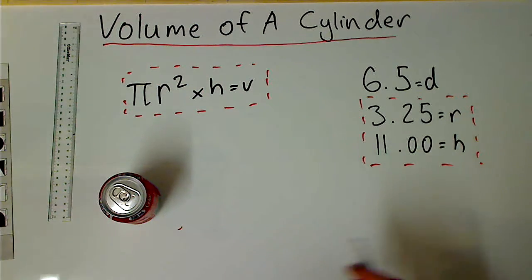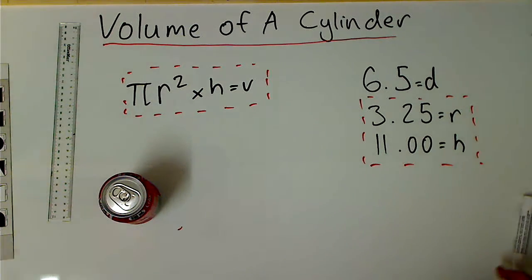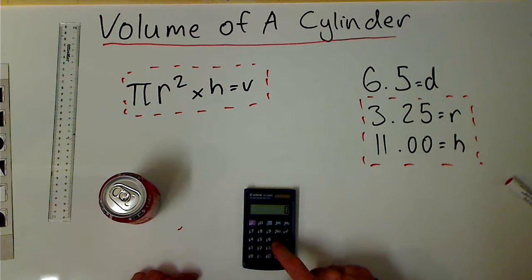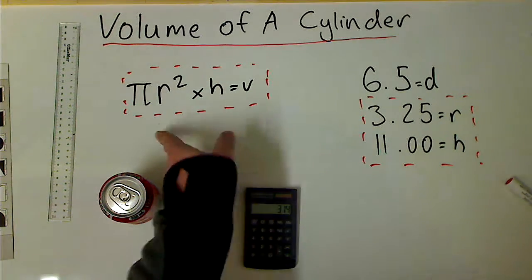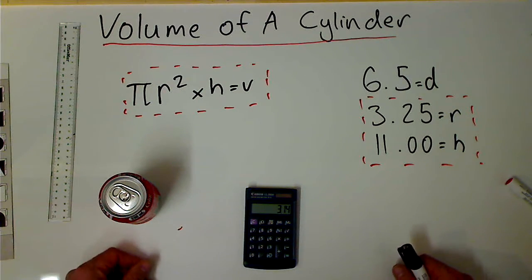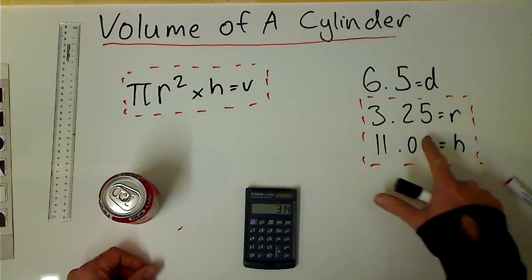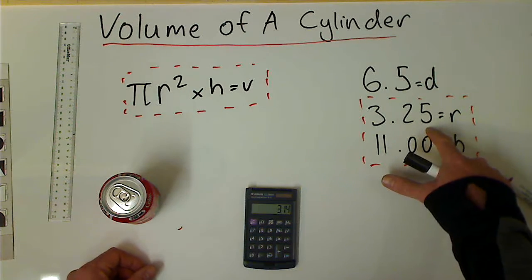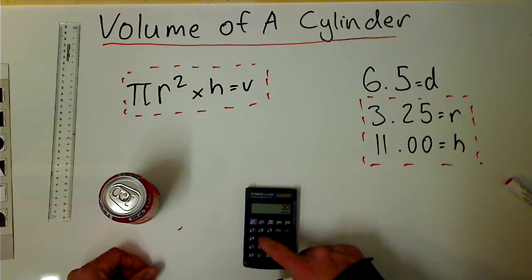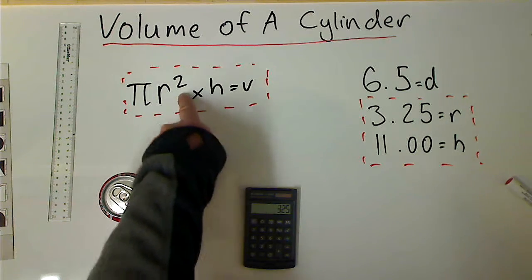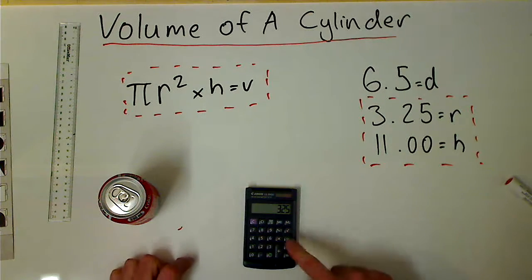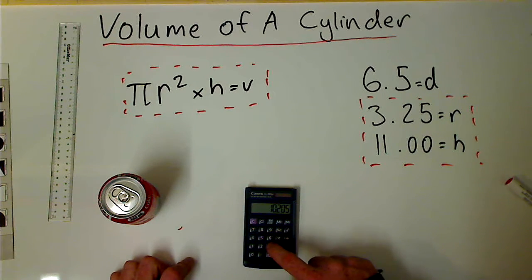Let's do it. Get out your trusty calculator. We're going to go pi, which we call 3.14. On this calculator there is no pi. So 3.14, then we times that by 3.25, because that's r. And this little squared thing tells me to times it by 3.25 again. So I'm going to times it by 3.25.